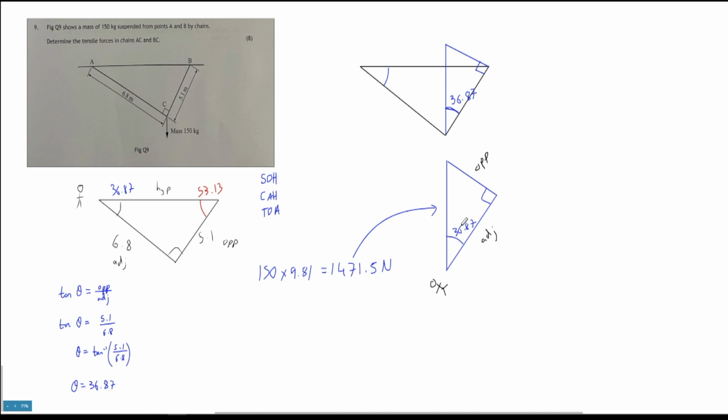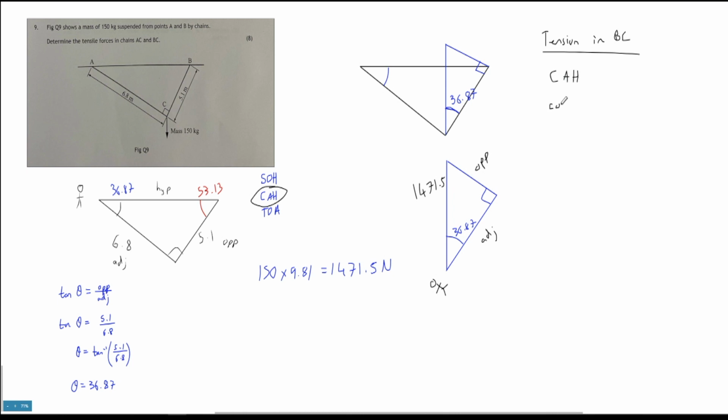So I know that my hypotenuse is 1471.5. Yes. So I want the adjacent. Let's go for the adjacent first. Adjacent and hypotenuse is the K. So let's do that. This will be tension. Let's write it out. Tension in BC. It's going to be using the K.